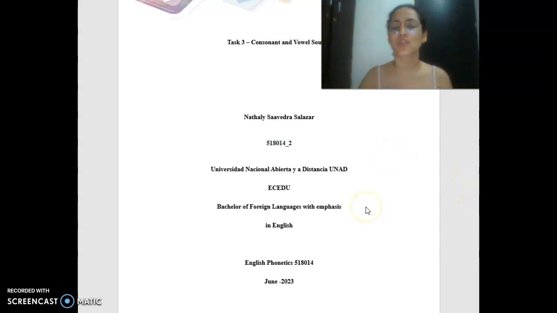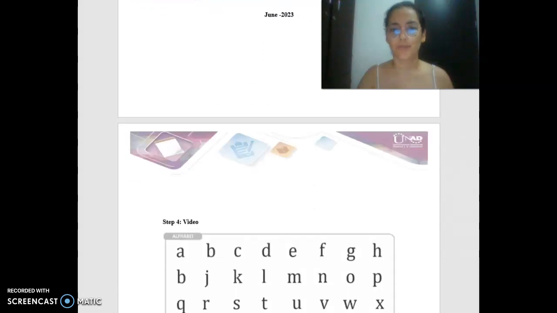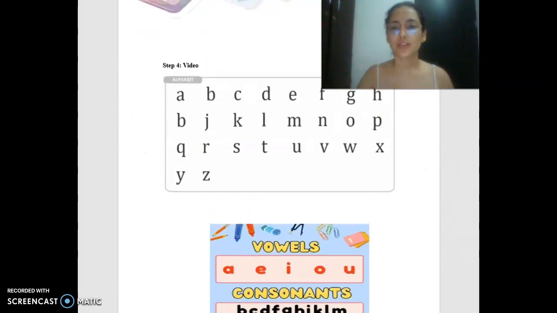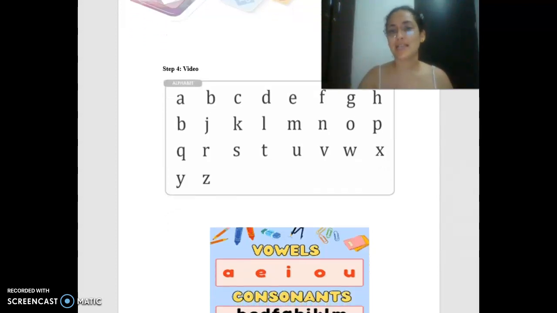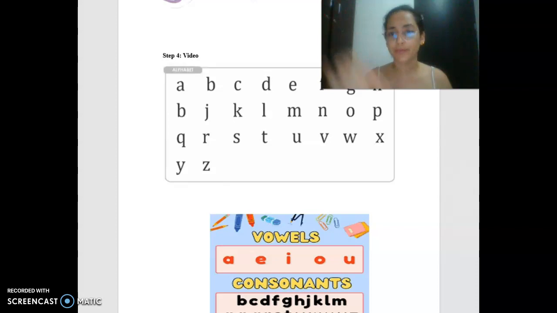I'm from the course English Phonetics, and today I'm going to share with you task 3, consonant and vowel sounds. We have to start talking about the letters. In this case, these letters, they're writing. To write these words in English, for example, we use the same word and always it is the same drawing.